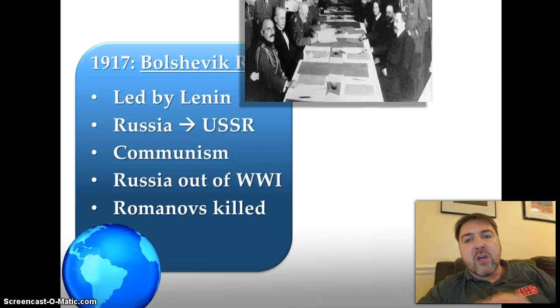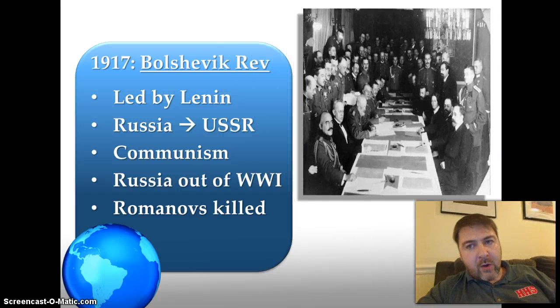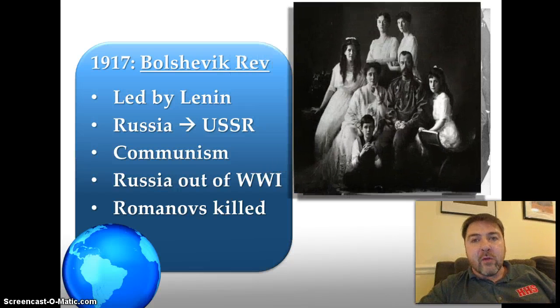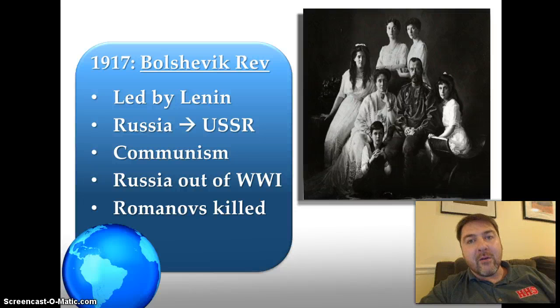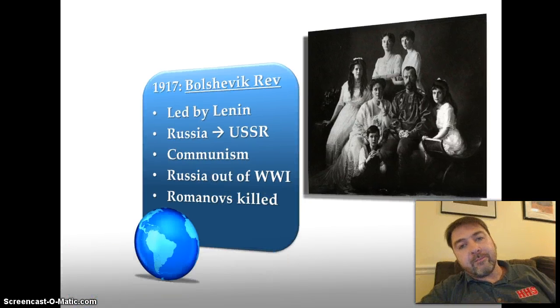We see Russia surrendering to Germany here. In fact, Russia even gave up a big chunk of land just to get out of the war. And unfortunately for the Romanov family, the entire family, Nicholas, his wife Alexandra, and all of his children are going to be killed.